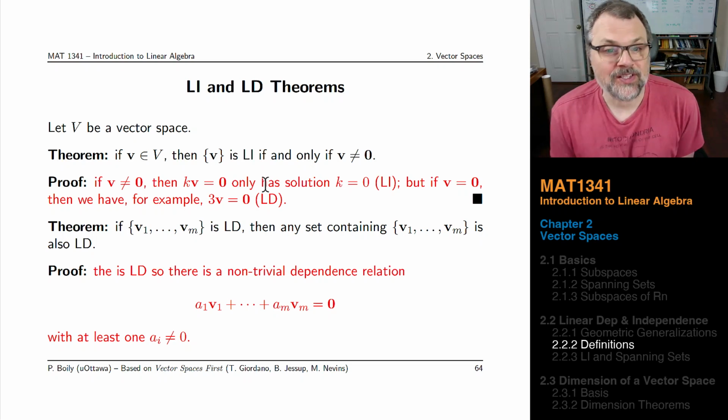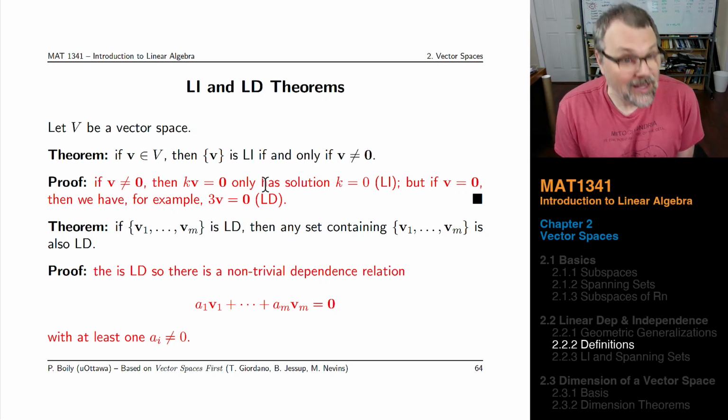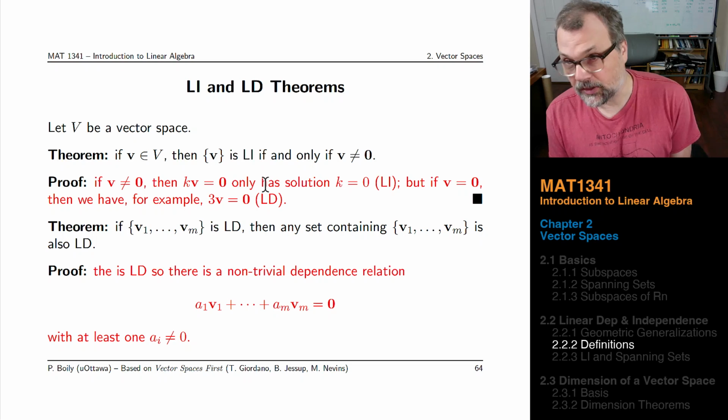If you have a set of vectors which is linearly dependent, then any set that contains these vectors is also linearly dependent.